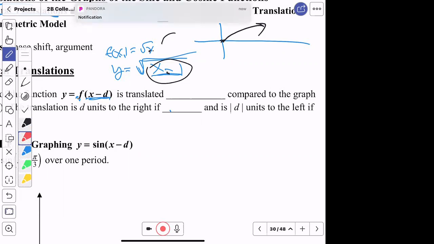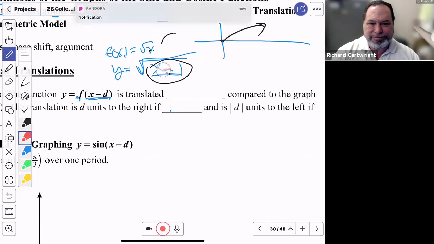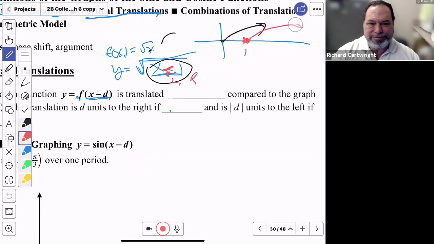Right. It does the opposite of what you think. It's either left or right, and it does the opposite, so it's going to the right. So I have to shift one over. The picture looks like this.